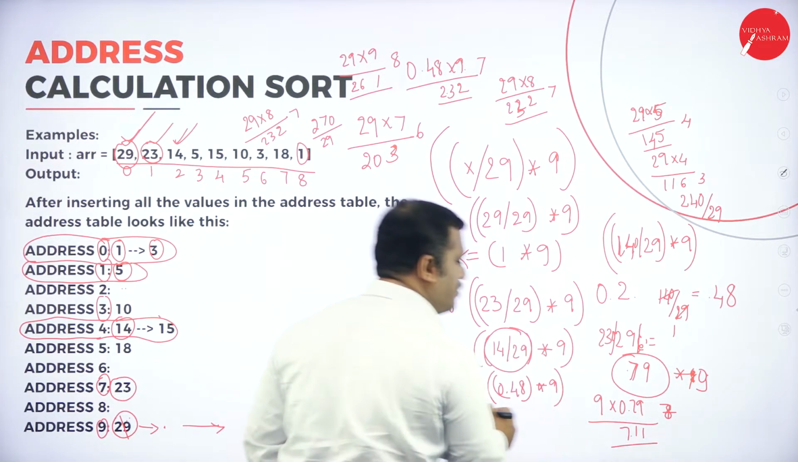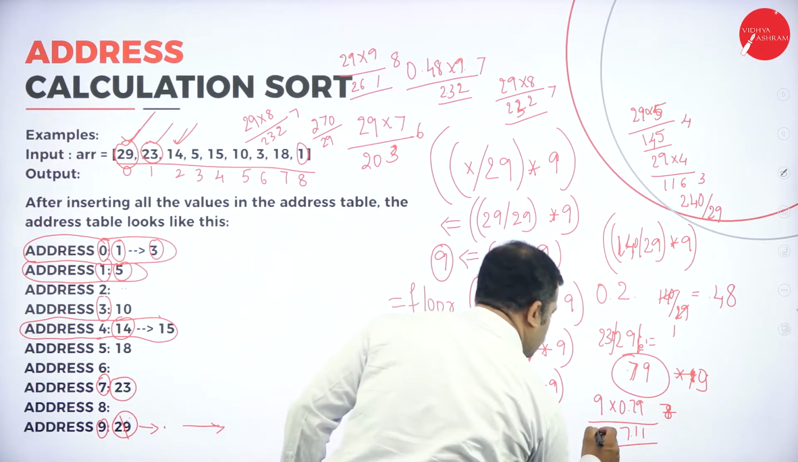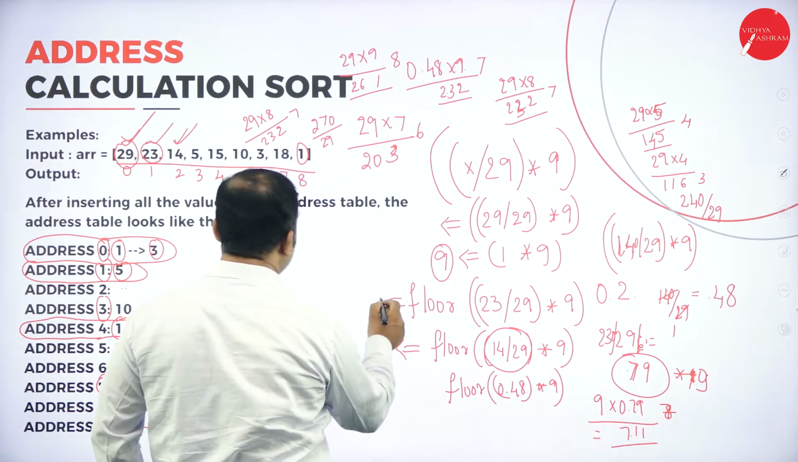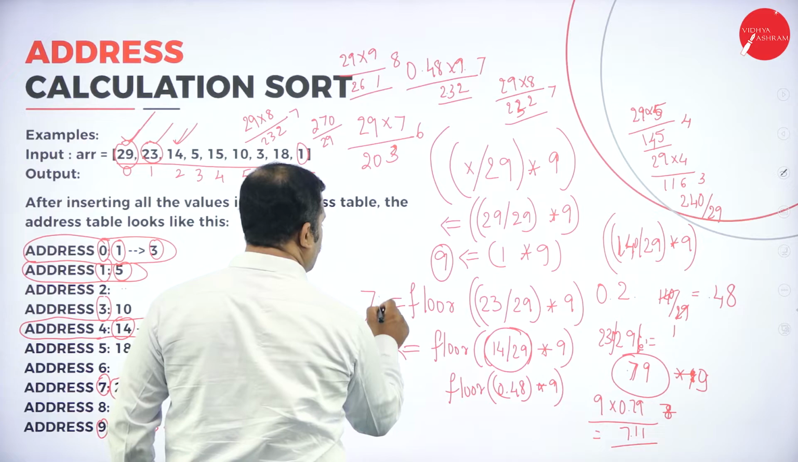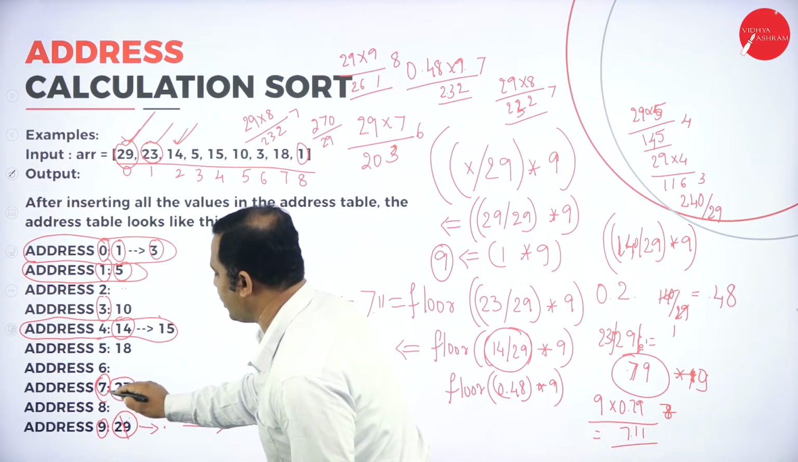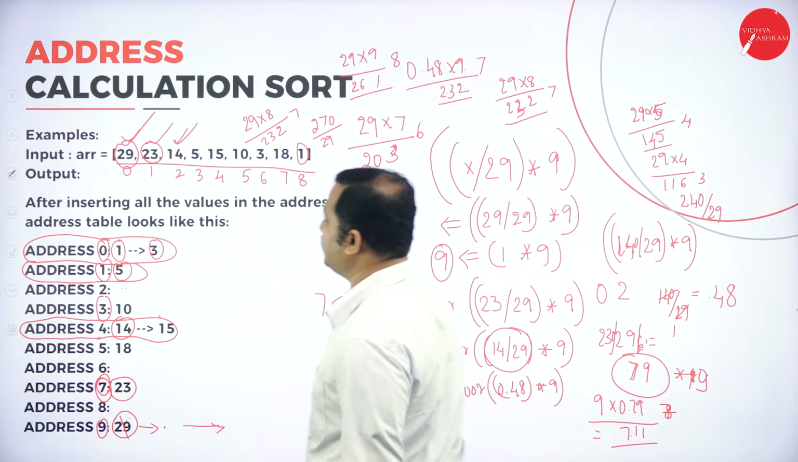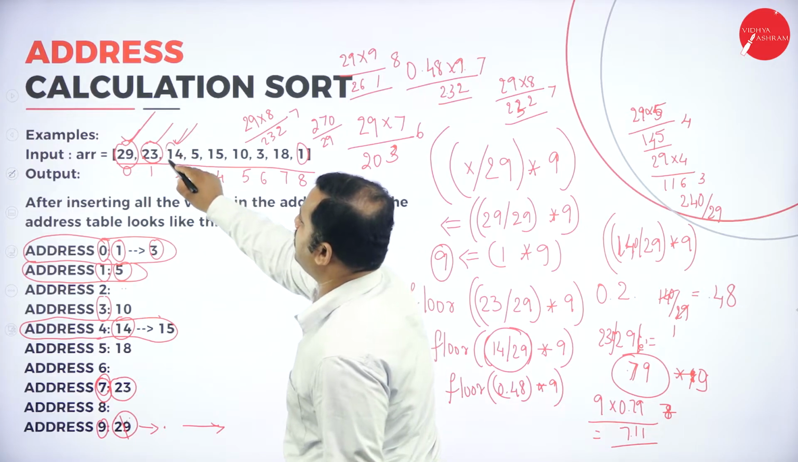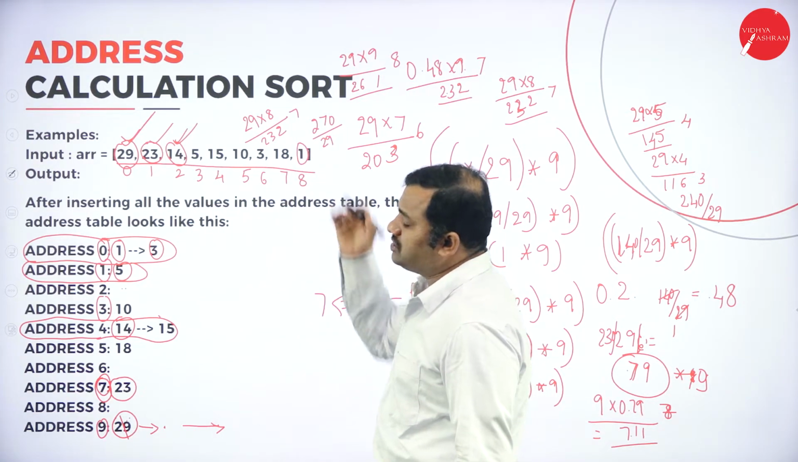What is the value we get? With 2 decimal digits, 7.11. If I take the floor of that, I will get the value 7. 7.11 turns out to be the value 7. So I have inserted the value into the address location 7. That is, 23 is inserted there. Similarly, we have the value 14. I want to insert the value 14 into this address table. How can I insert that?